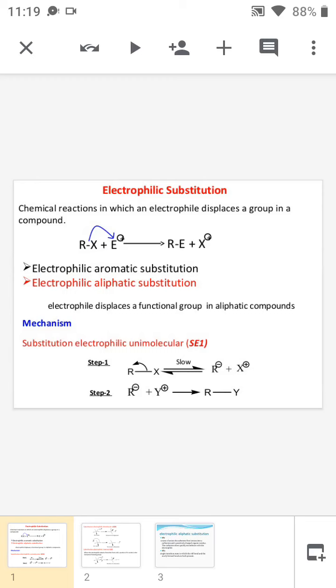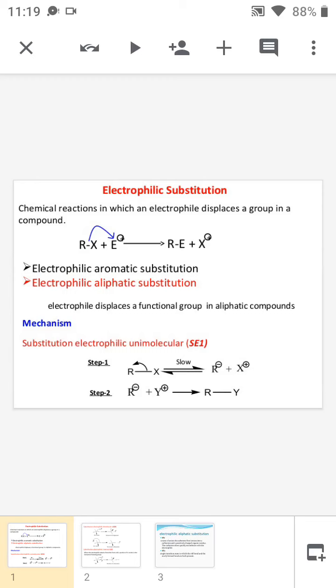Today we will discuss the electrophilic substitution reaction. So what do you mean by an electrophile? Electrophile means it is an electron deficient species. So any chemical reaction in which an electrophile displaces a group in a compound is known as electrophilic substitution reaction.